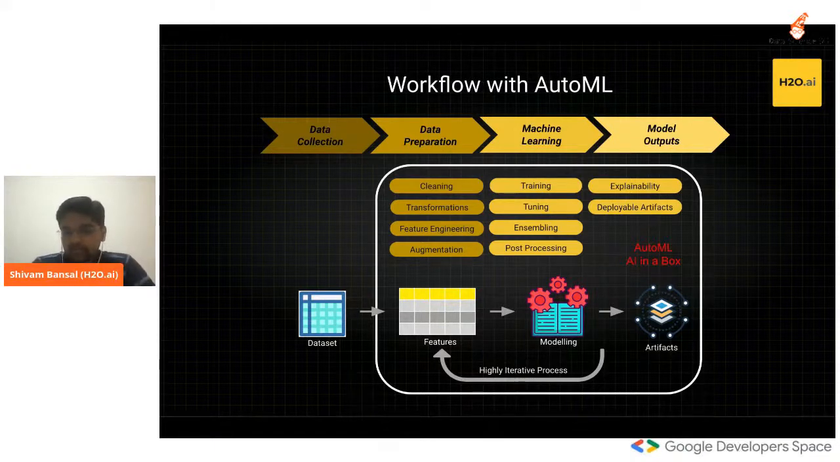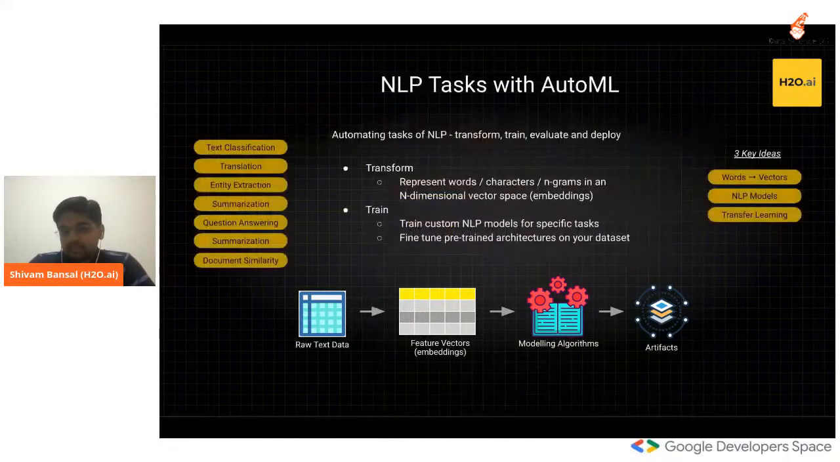And in the hands-on lab, we will actually try this whole AutoML process in the platform that is developed by H2O.ai. When we discuss the domain of NLP, we generally have to work with multiple tasks, multiple types of problem statements, especially text classification, translation, entity extraction, summarization, question answering, and document similarity.